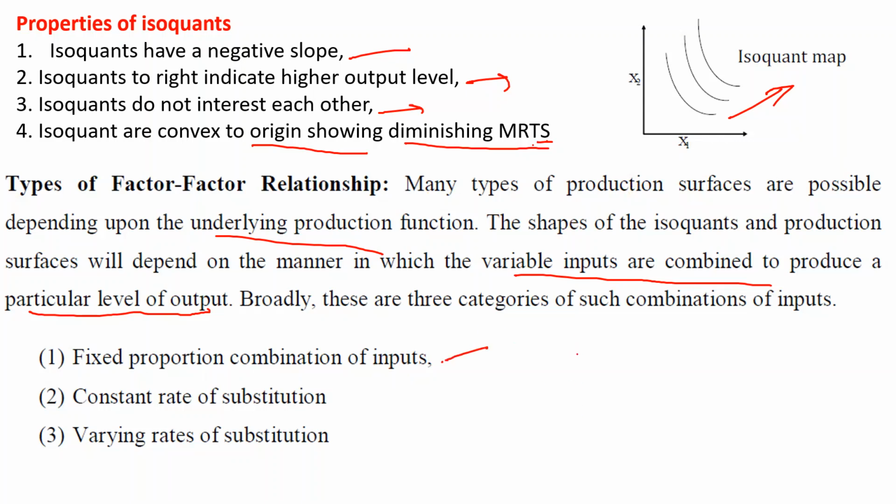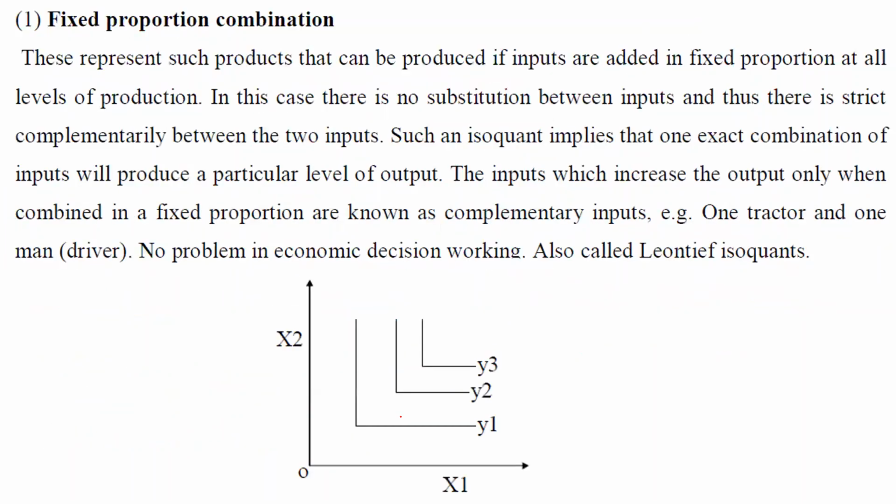proportion combination, that is fixed proportion मतलब one unit of x1 needs 1 unit of x2, that is fixed proportion. Then constant rate of substitution and varying rate of substitution. These are the three categories in which inputs can be combined. So let us see in detail one by one. First is fixed proportion of combination.